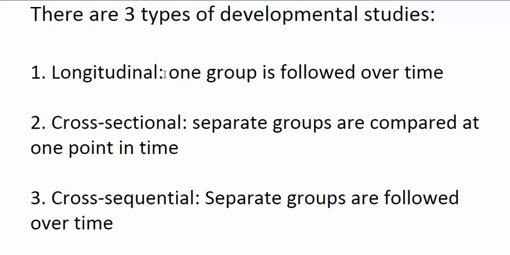A cross-sectional study is a study in which separate groups of people are compared at one point in time. An example might be a study in which a researcher gives a happiness survey to a group of 20-year-olds, a separate group of 40-year-olds, and a separate group of 60-year-olds. The researcher compares the happiness scores of those 3 groups of people. That would be a cross-sectional study.